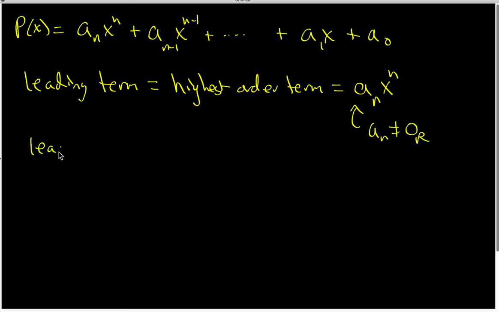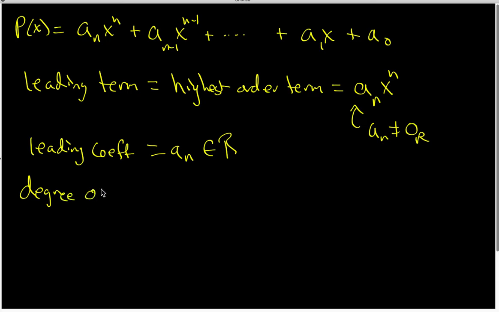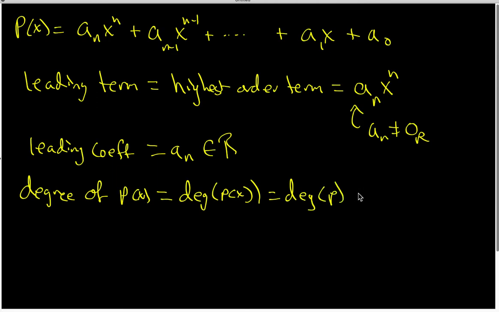The leading coefficient is just the a_n, which lies inside the base ring R. The degree of the polynomial, which is usually written as just degree of p or degree of p of x, they are both used, is just going to be n, which is the highest power of x that is present inside p of x.